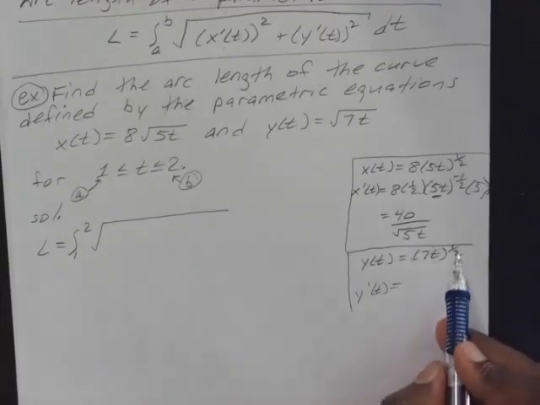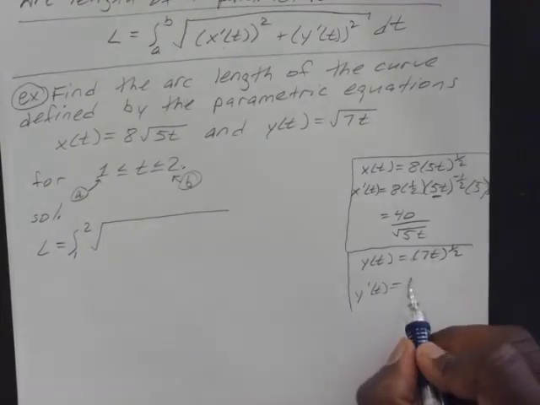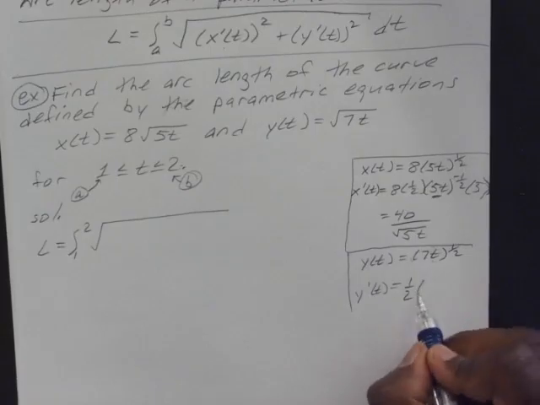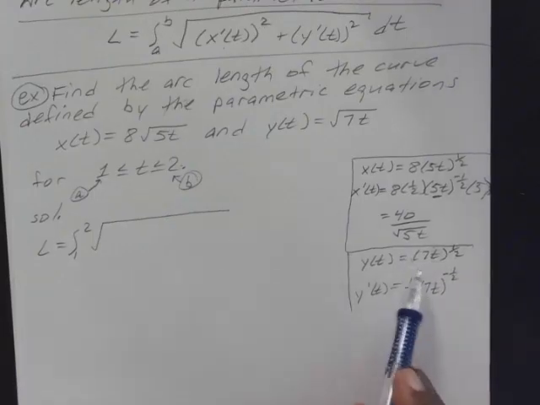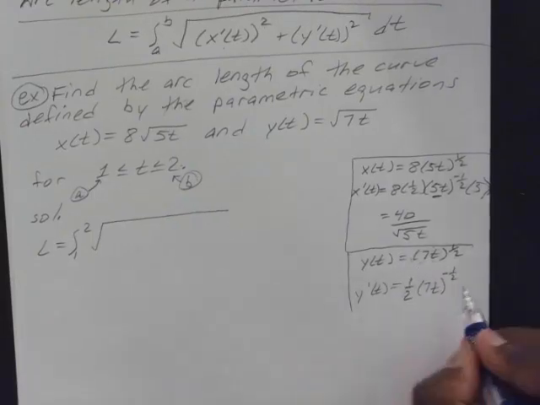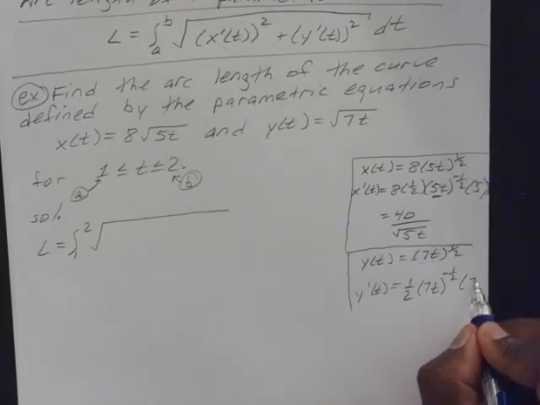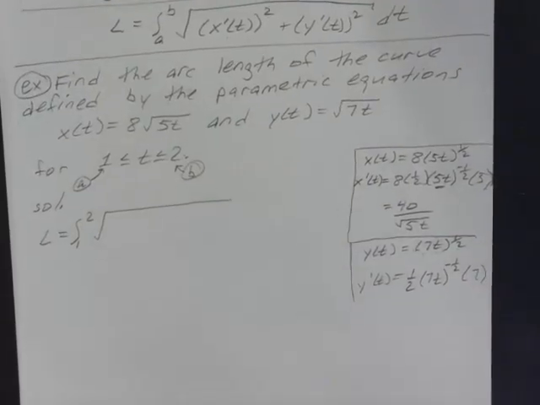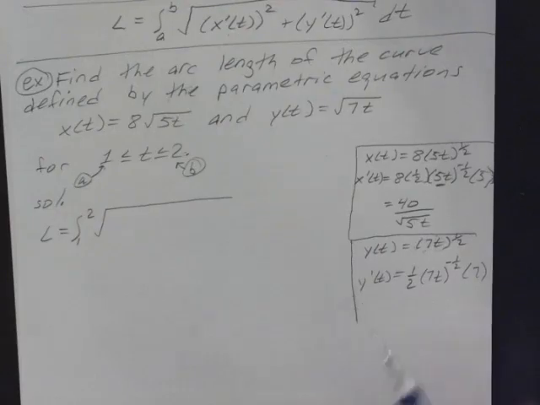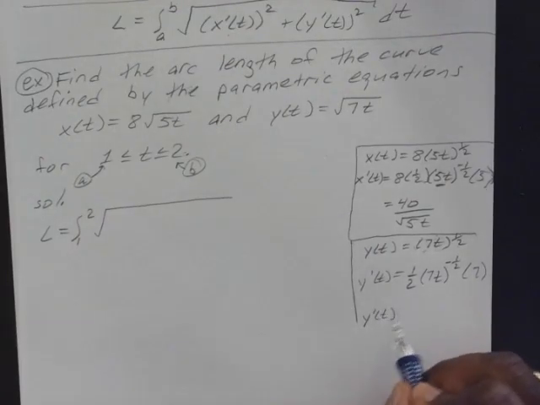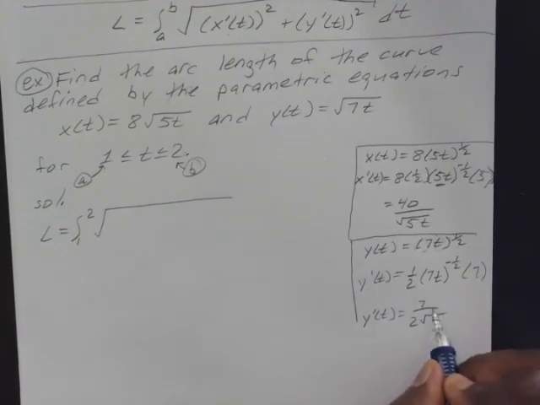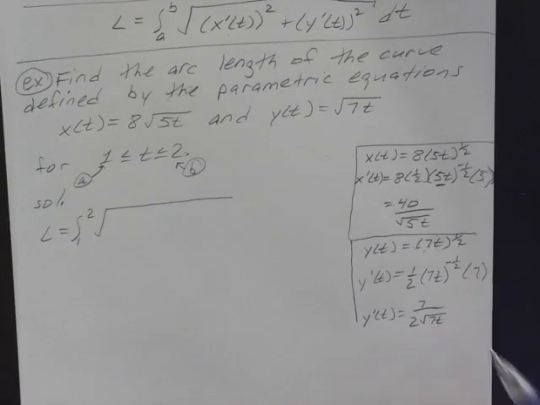So the derivative of that, bring down the 1/2, times 7t to the power of 1/2 minus 1, which is negative 1/2, times the derivative of what's inside, which is 7. So our y prime of t is equal to 7 over 2 times the square root of 7t.